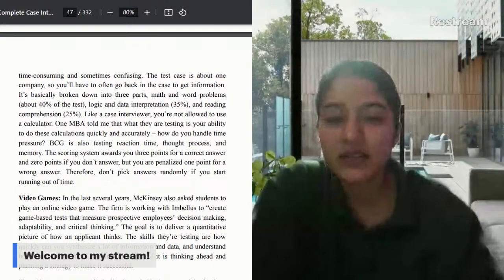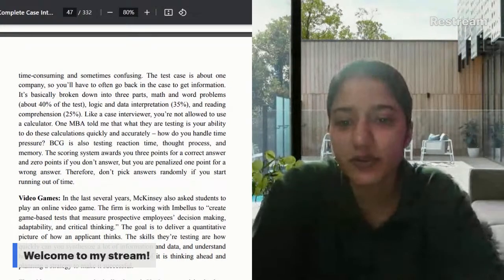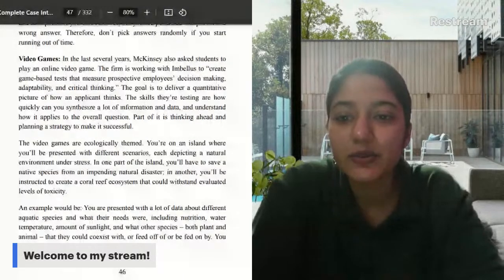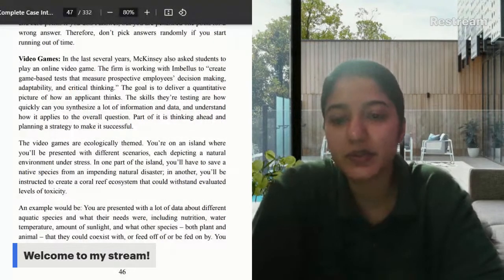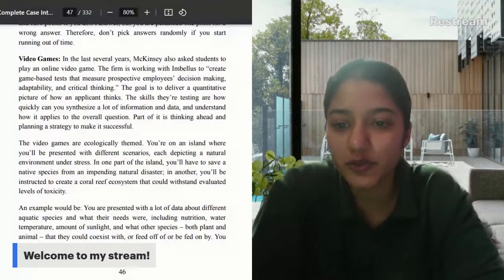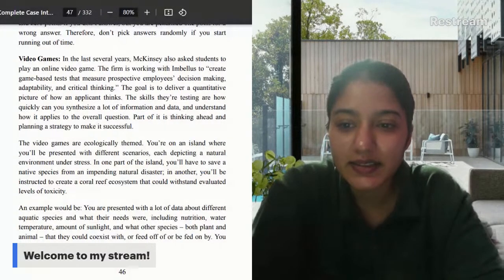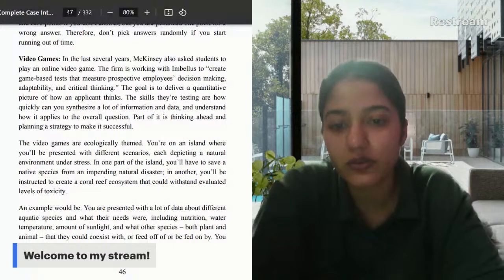Video games. In the last several years, McKinsey also asked students to play an online video game. The firm is working with Imbellus to create game-based tests that measure prospective employees' decision-making, adaptability, and critical thinking. The goal is to deliver a quantitative picture of how an applicant thinks. The skills they're testing are how quickly can you synthesize a lot of information and data and understand how it applies to the overall question.